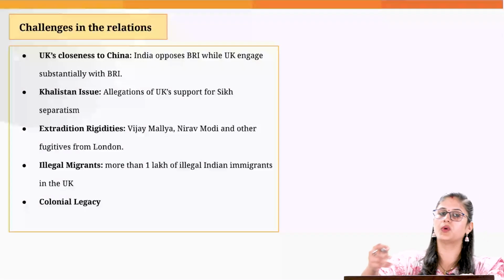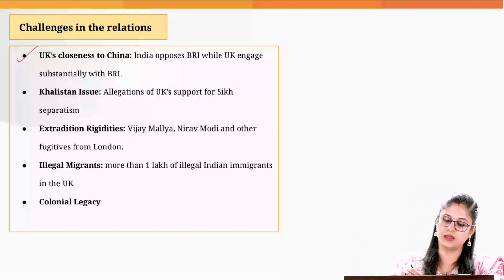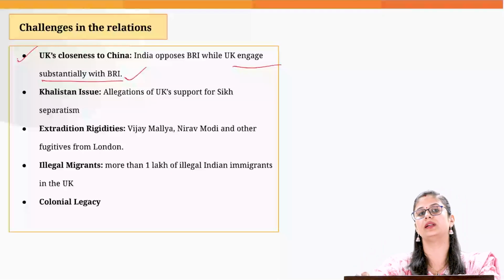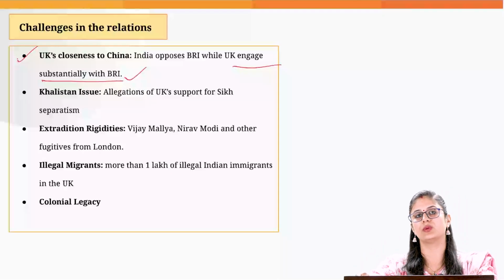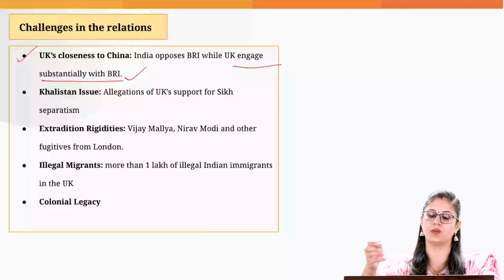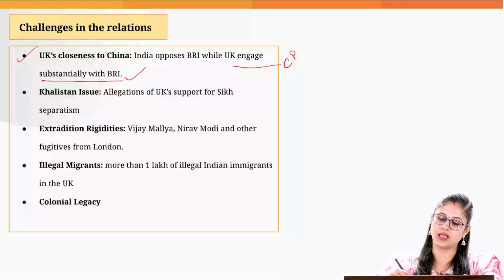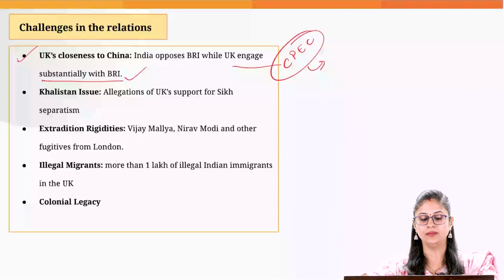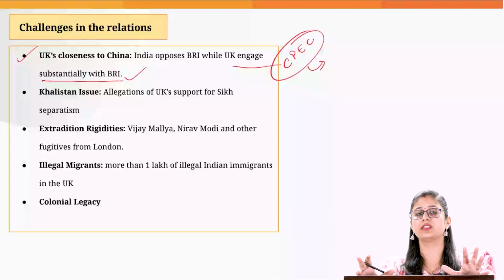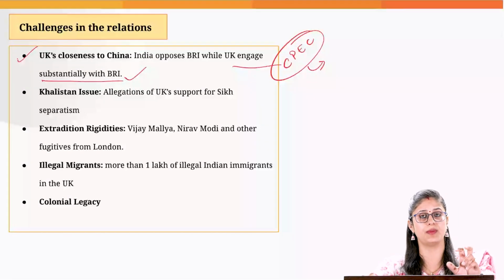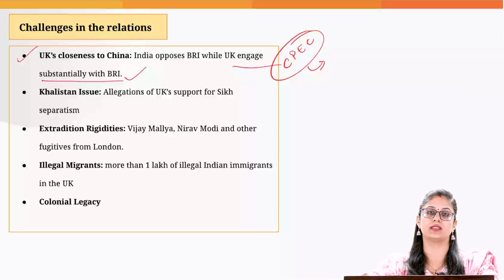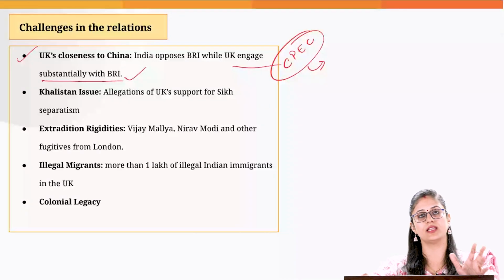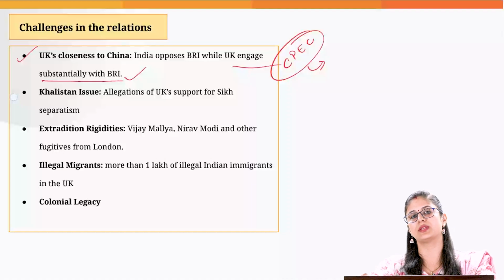So UK is quite close to China. UK is substantially engaging with the Belt and Road Initiative. But we know that India has raised concerns with regard to the China-Pakistan Economic Corridor as it goes against the sovereignty of India. And the infrastructure projects being developed by China under its Belt and Road Initiative and the string of pearls are perceived as a security threat for India. Whereas UK is substantially engaging with China's Belt and Road Initiative.